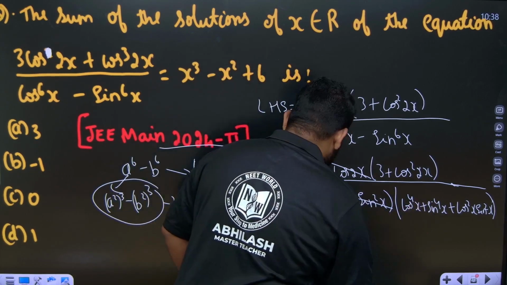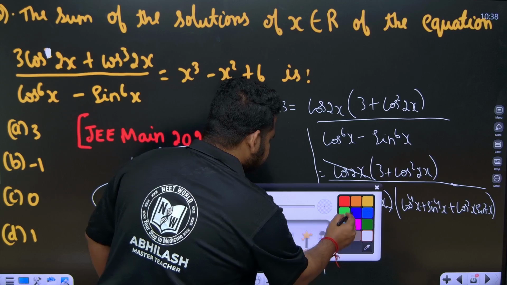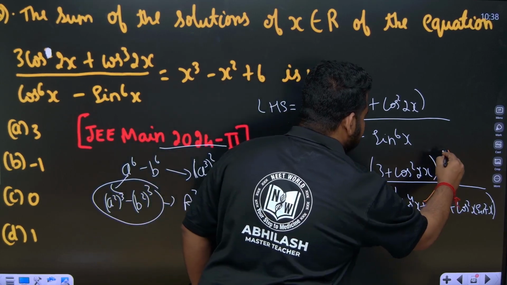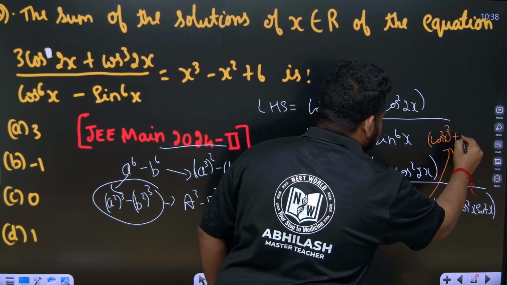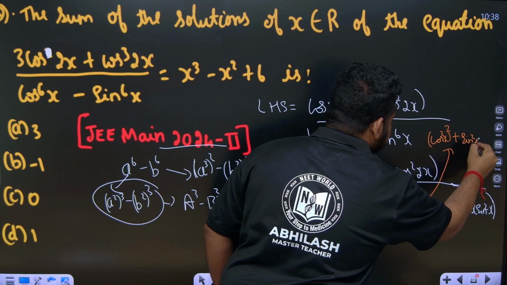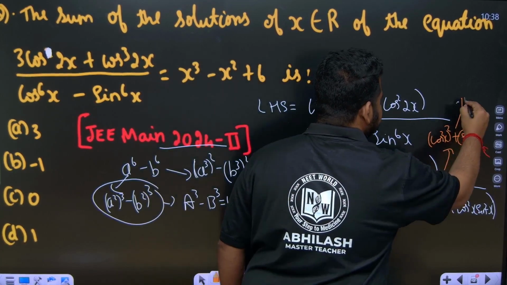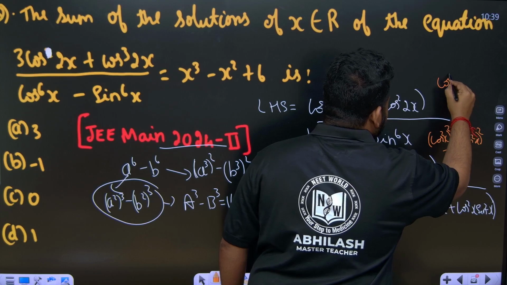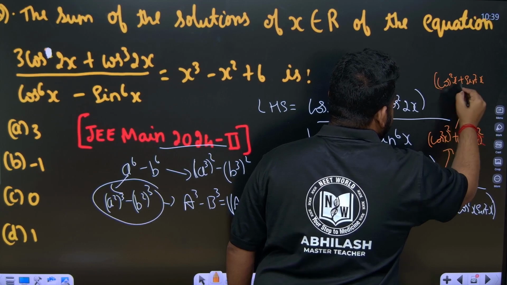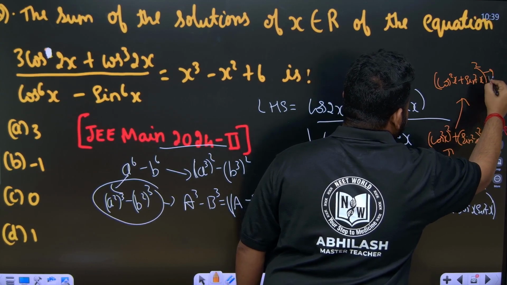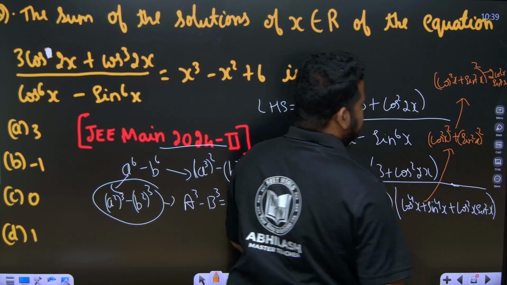See this one friends, see here, let me use some other color. This one can be written as cos square x whole square plus sin square x whole square. So this is nothing but cos square x plus sin square x whole square minus 2 cos square x into sin square x. I am just writing the formula.